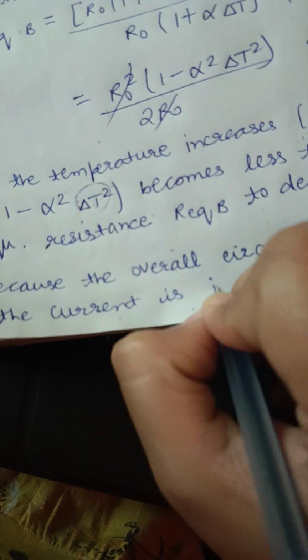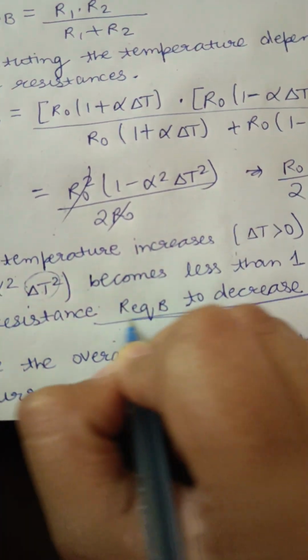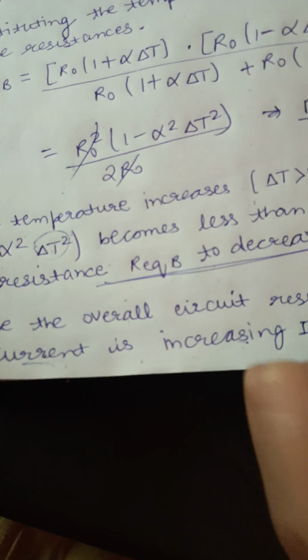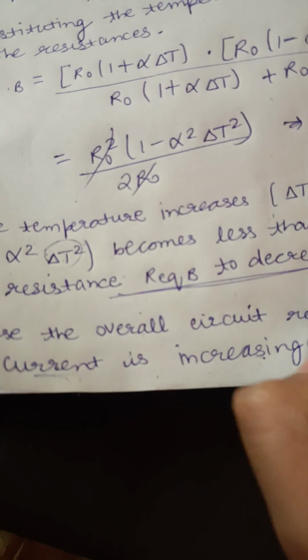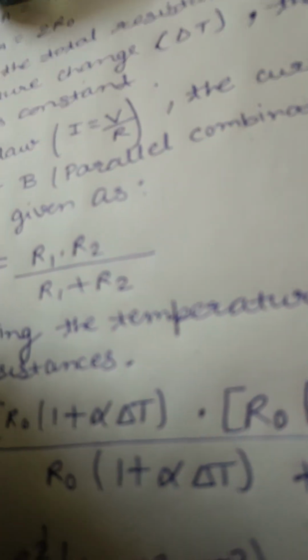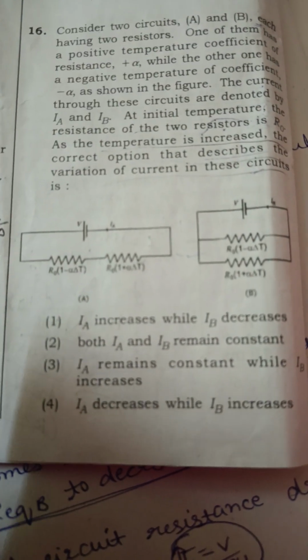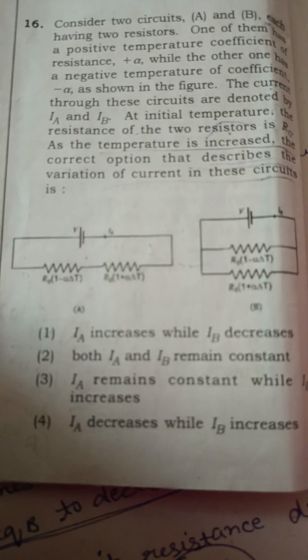From the above, R equivalent is decreasing, and by Ohm's law, I is equal to V by R, so if R is decreasing, I would be increasing. That's why in circuit B, IB is increasing while IA remains constant. Option number 3 is the most suitable answer to this particular question. I hope this is understandable to you. Do like, share and comment. Thank you.